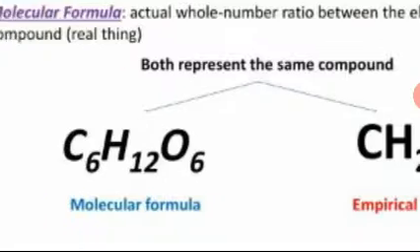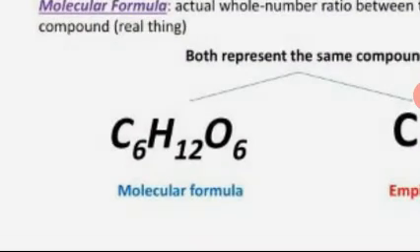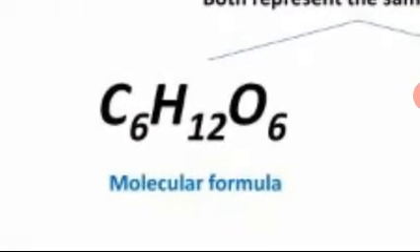This is the formula of glucose, C6H12O6. This is molecular formula. Molecular formula is that which expresses the total number of atoms in a molecule. This formula shows that in glucose 6 carbon atoms, 12 hydrogen and 6 oxygen atoms are present.